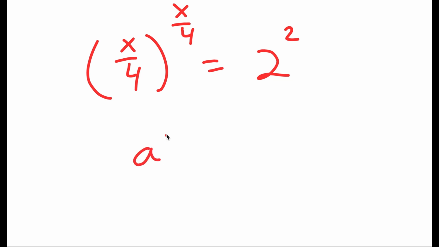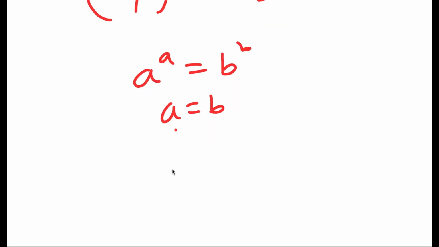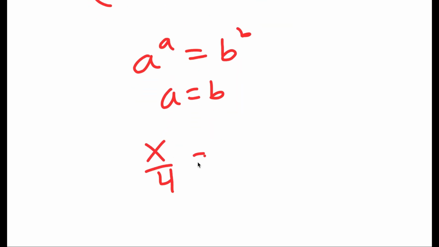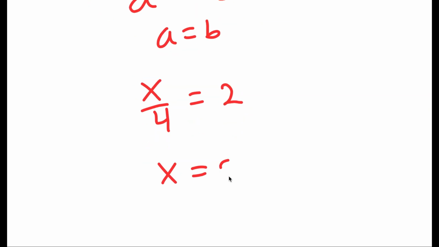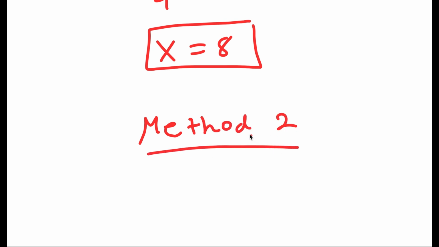And if I have something in the form a to the power of a is equal to b to the power of b, this means that a is equal to b. So in this case, x over 4 is equal to 2, and x is equal to 8. Now before you leave, I'm not done yet because I actually have a second method. And this method could be easier for you guys to use, and it's really important to learn about.